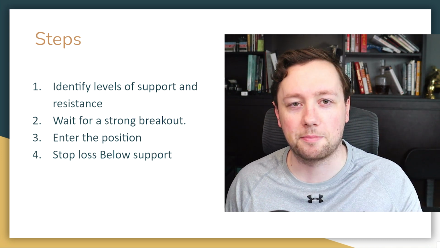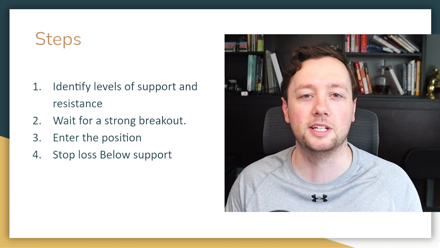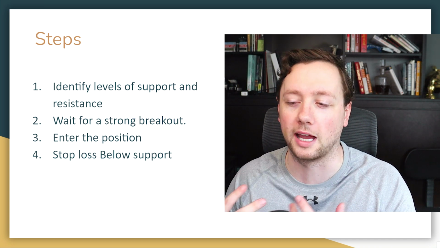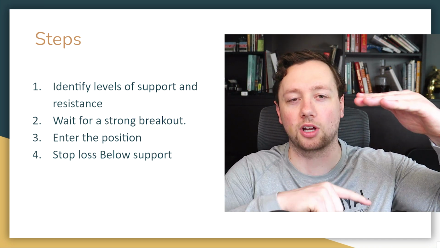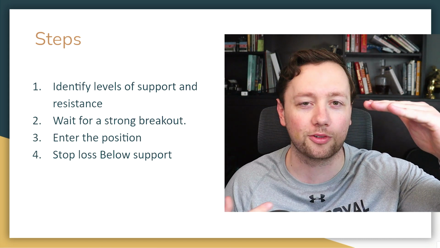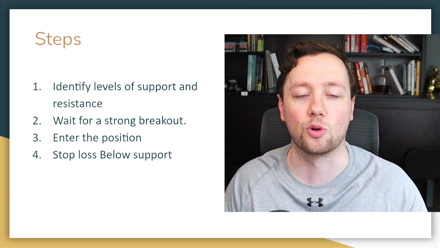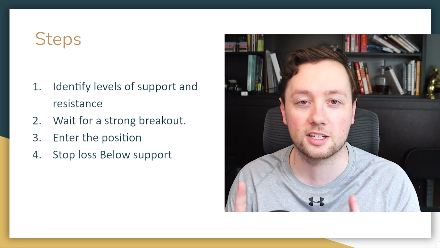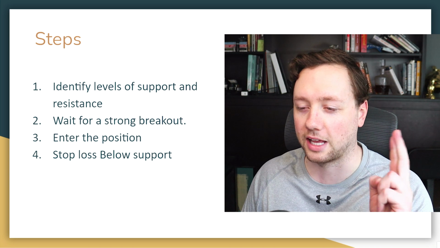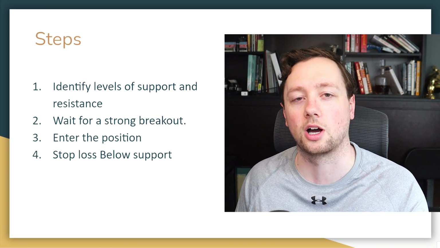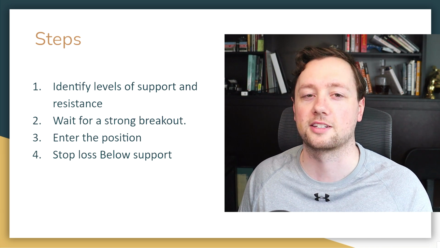The second step is to wait for a strong breakout. You need to have patience, and you need to be very, very careful with when you enter that position, because if your stock is approaching $100 for the 4th or 5th time, you need to make sure that you actually have confirmation of the breakout before you buy into it. We're going to talk about what is a strong breakout in just 1 second, but that is step 2. Number 3 is to enter the position, and number 4 is to put a stop loss just below support. That's how you manage your risk.